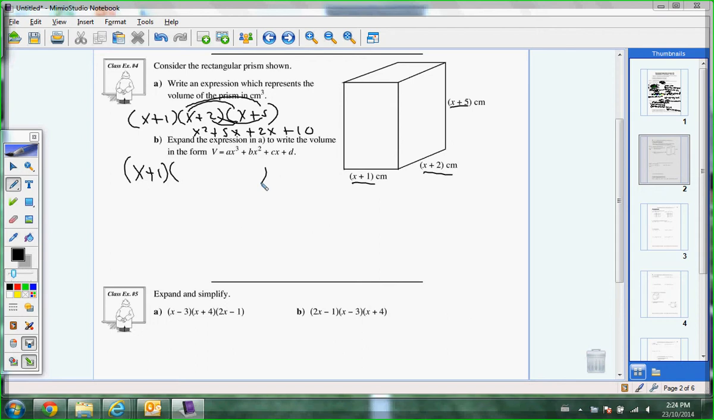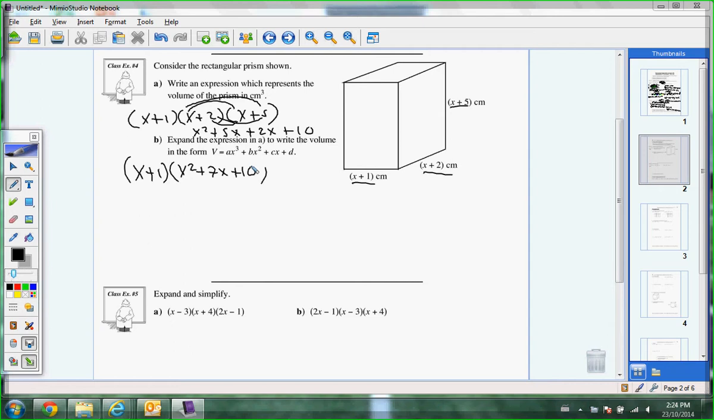Is everybody okay? And then the 5x plus the 2x is 7x, and so I'm going to write a 7x in here. X squared plus 7x plus 10, like that. Now you kind of see we're to what we were just doing on our previous examples. We're to a binomial times a trinomial.